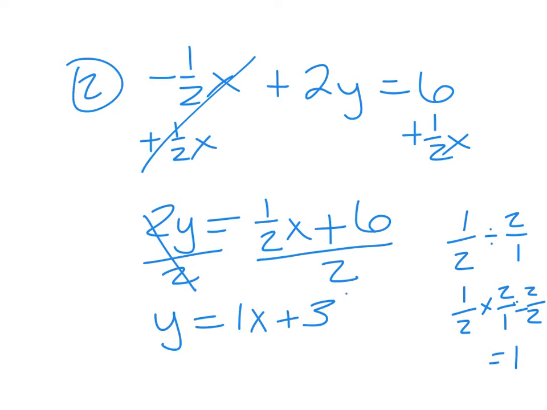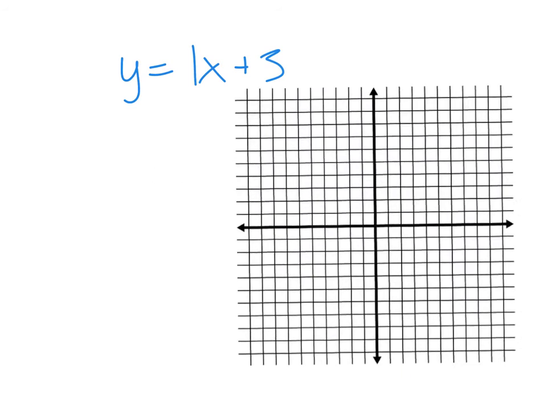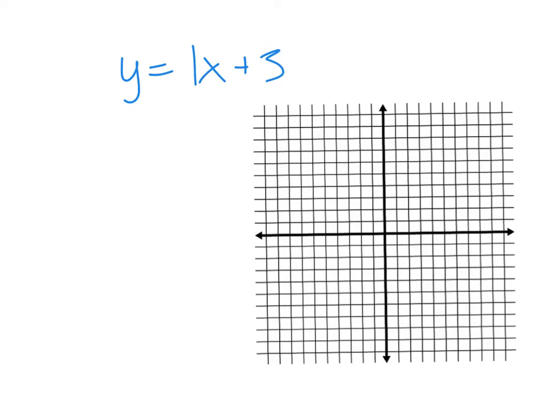There we go. Okay, now I have it in slope-intercept form, yes? Yeah. I can graph it now. Look, 1x plus 3. Was it plus 3? All right, so graphing it. What's my first point? On which line?